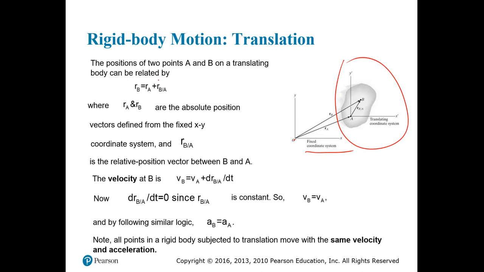As you can see, and you remember that from before, the position of B is equal to the position of A plus the relative position from B to A. Once you have that and you have your equation built up, you can differentiate that equation with respect to time in order to find your velocity and acceleration. And once you have that, you just have to remember that all of the points within that rigid body will move along with the same velocity and acceleration.